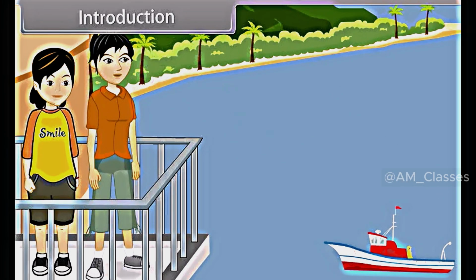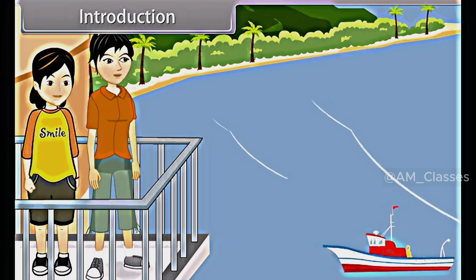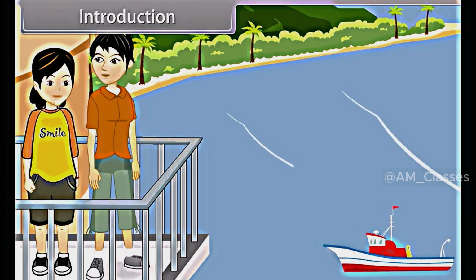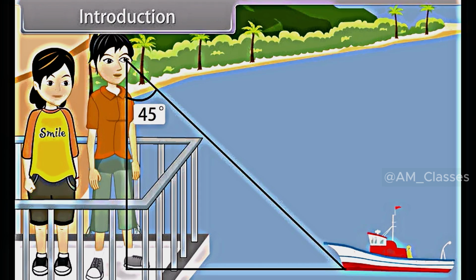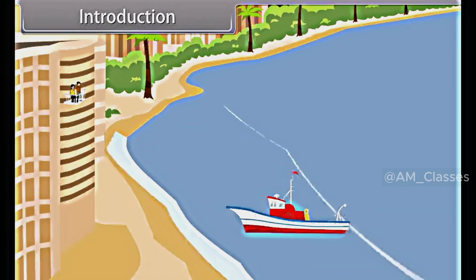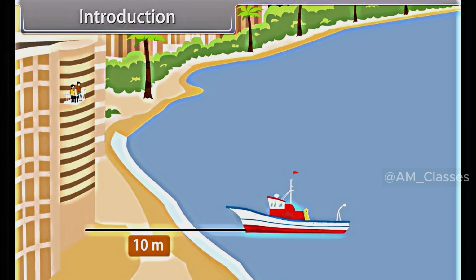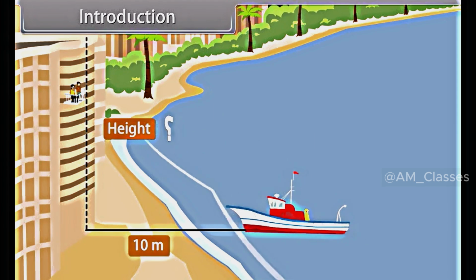Introduction. Anvesha, are you looking at the ship? Yes, it is such a beautiful sight, see? You are right. Do you realize that your line of sight forms an angle of 45 degrees with the ground? You are right, Vedika. If I told you that the distance between our building and the ship is 10 meters, can you tell me the height of this building?